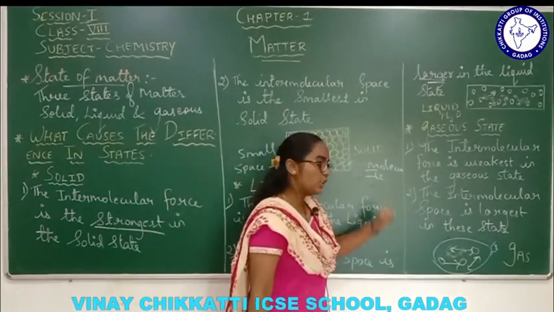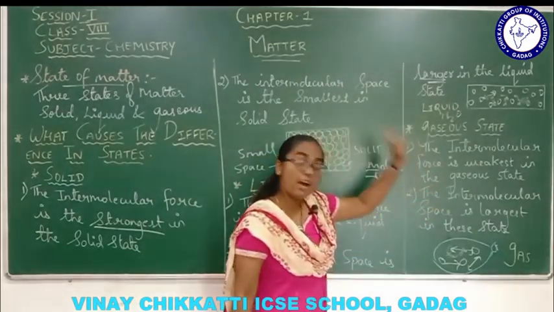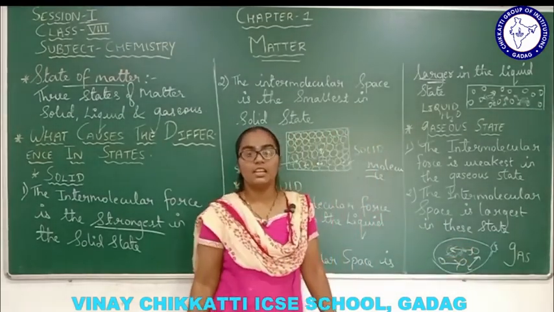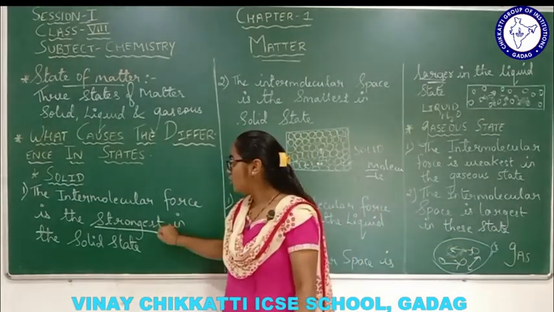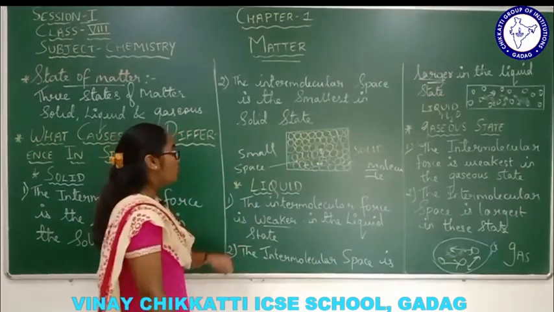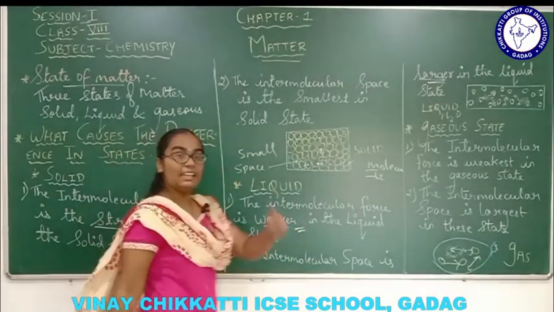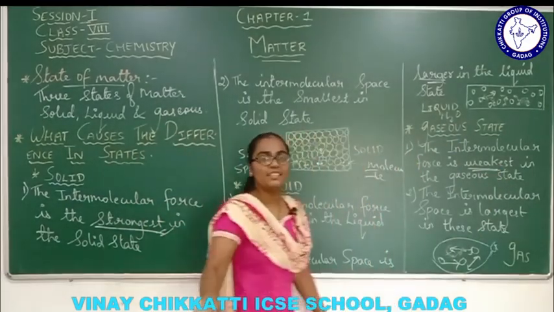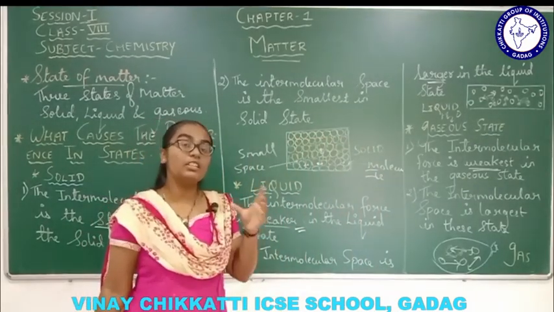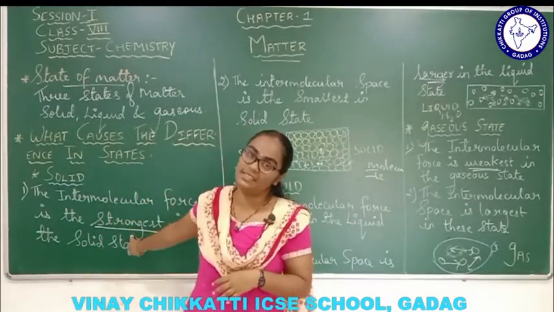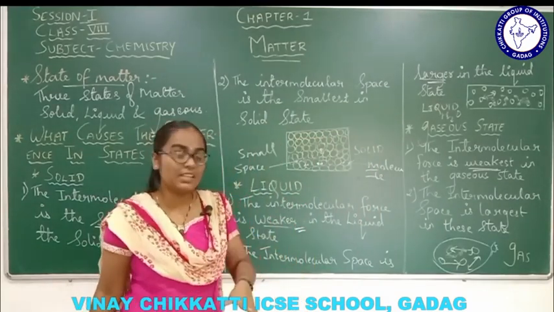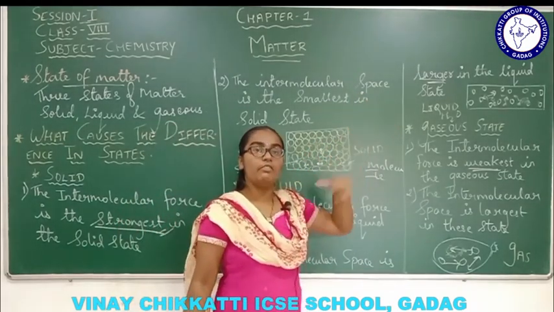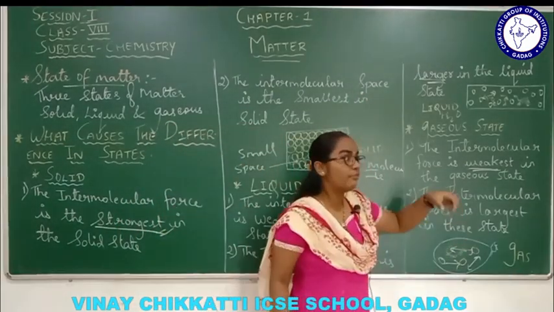Apart from that, in the gaseous state, since the molecules are far apart from each other, the intermolecular force is weakest. In solid, the intermolecular force is strongest. In liquid, the intermolecular force is weaker. In gaseous, the intermolecular force is weakest. So intermolecular force of attraction in solid is strongest, in liquid is weaker, in gaseous is weakest. Why is it weakest? Because the molecules are far away from each other.